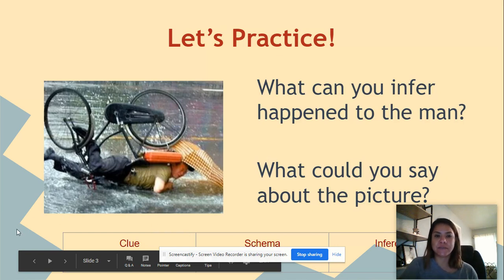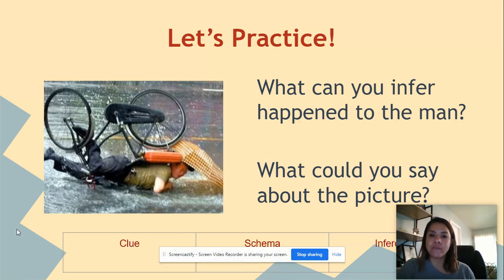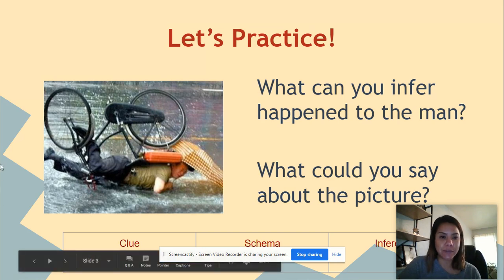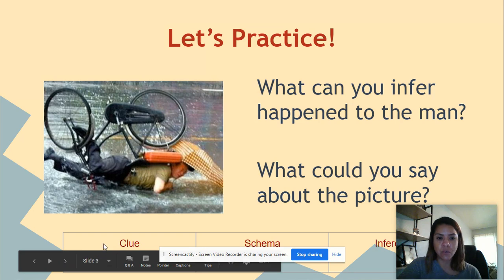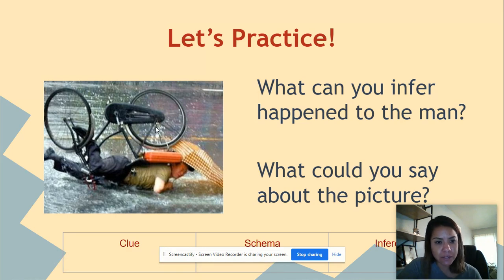So let's practice. What can you infer happened to this man? What could you say about the picture? So I want you to think about it. Well, it looks like he obviously fell down. And why do we think that he fell? What are your clues? Well, his bike is upside down, and I know that you don't ride a bike upside down, and that's you using your own thinking, your own background knowledge.